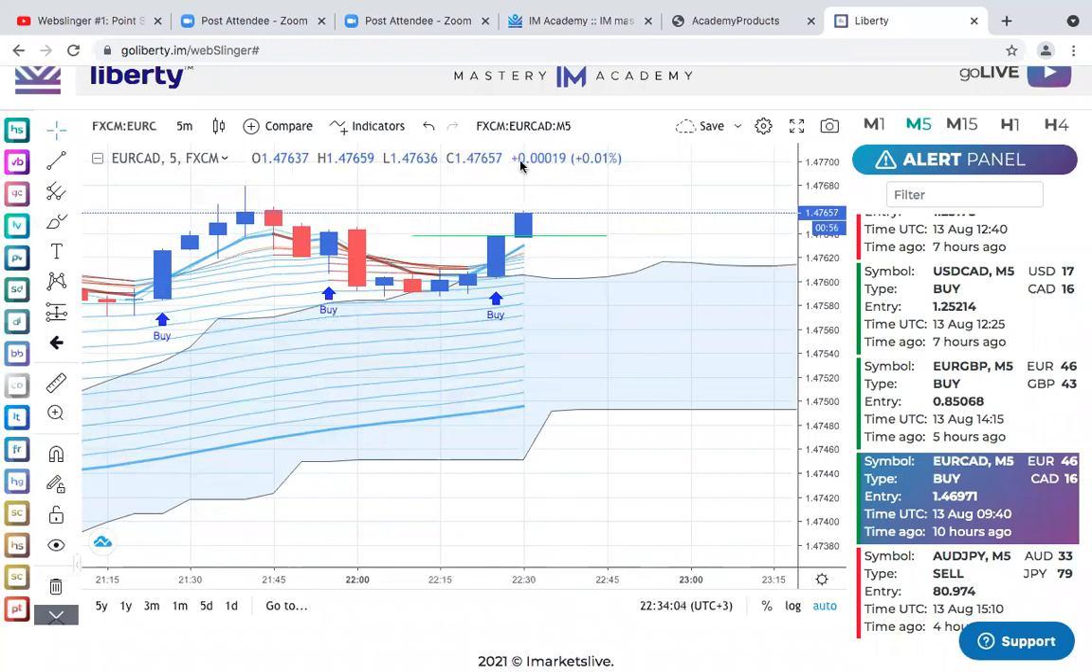Now, why is it valid? Because we found all 5 confirmations. Remember, the first confirmation is the currency strength meter. If we look at Euro CAD, the euro is 46 and the Canadian dollar is 16. That's more than a 10-point difference. Next, let's look at the web slingers. The web slinger is blue. Like I said, when the web slinger is blue and it's below price, majority of the time, it's probably going to buy, right?